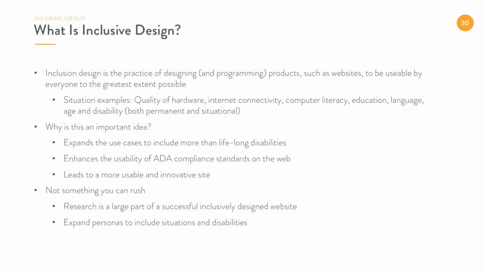But just one more thing, when we're dealing with inclusive design, and this also goes back to accessibility design, this is not something you can rush. Research is a large part of a successful, inclusively designed website. Don't rush through that beginning research process. You want to make sure that you're including enough use cases. You want to make sure that you have enough personas. There are more steps to add to your user experience portion of your web design, but it will just improve the usability of your website.